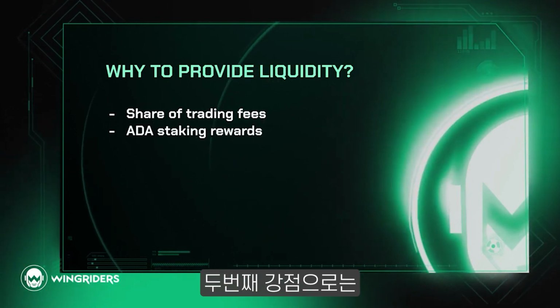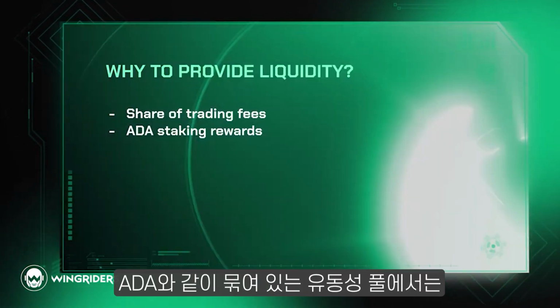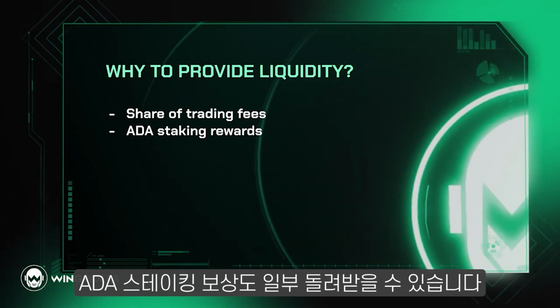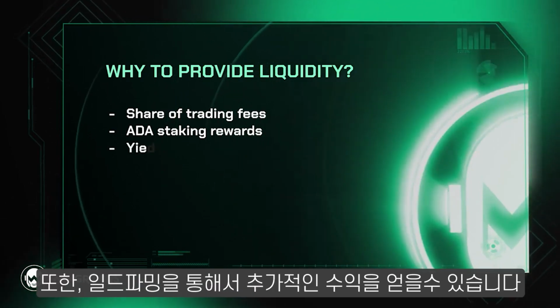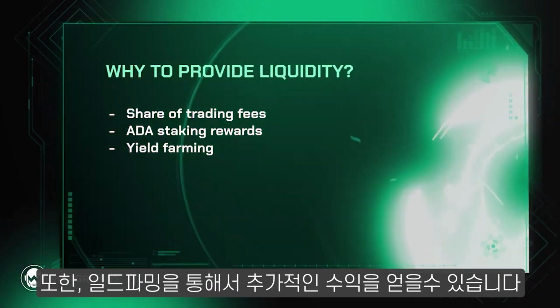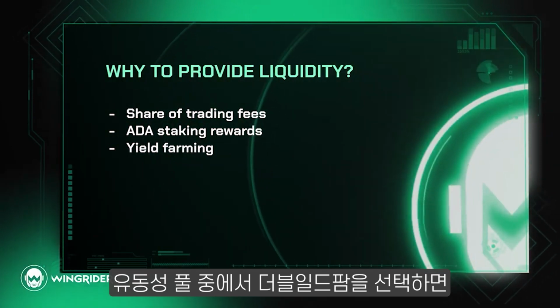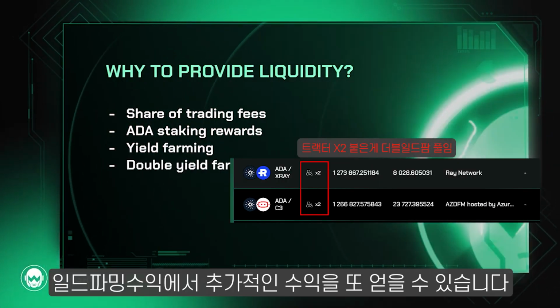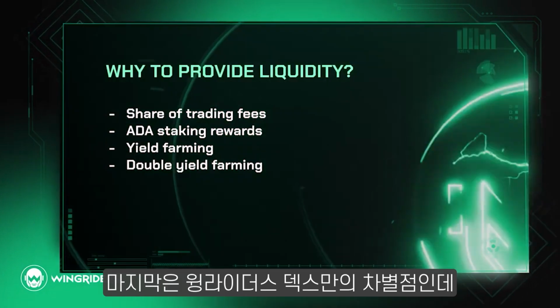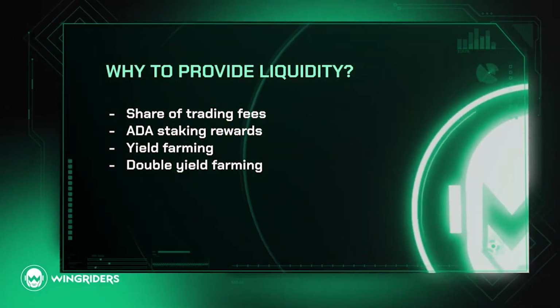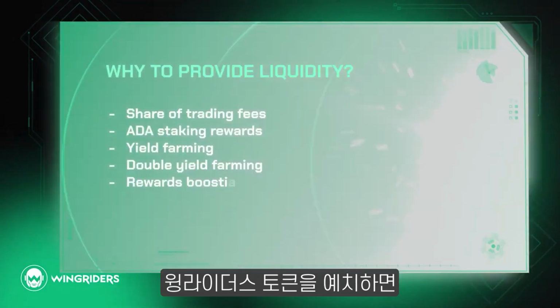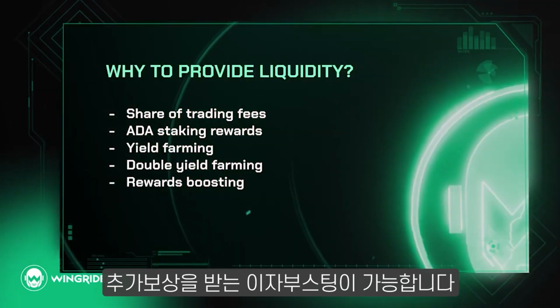Secondly, by providing liquidity into a pool containing ADA, you can receive ADA staking rewards. Moreover, you can reinvest the rewards for further gains in farming. If you choose a double yield farm, you can gain even more. Lastly, on Wing Riders, you can reinvest your rewards even further by depositing them into Boosting Vault to raise your farming rewards.